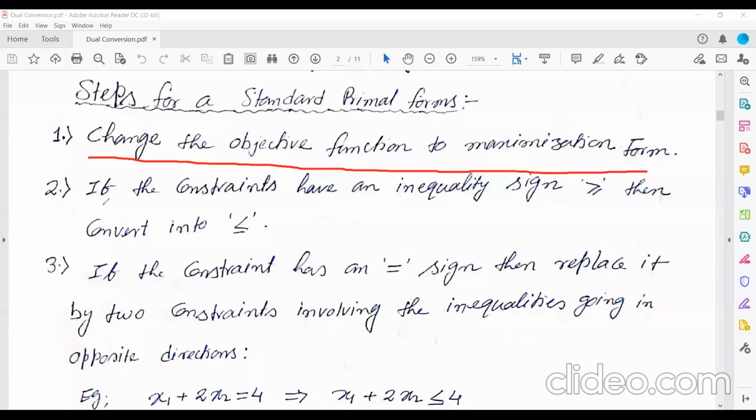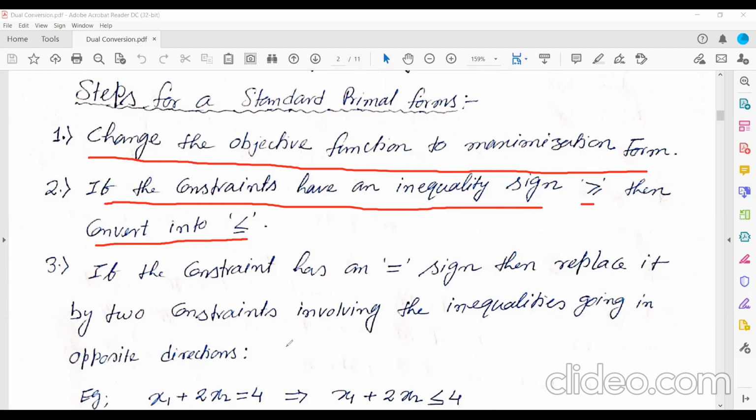Okay. And if the constraints have an inequality sign, that is greater than or equal to, then you need to convert it into less than or equal to. Suppose your original problem is a minimization. Whenever you are constructing its dual, I already told you, if the primal is a minimization problem, then its dual will be what? A maximization problem.